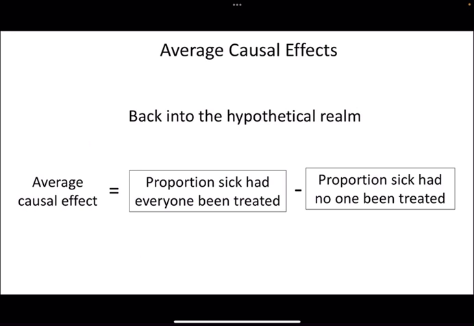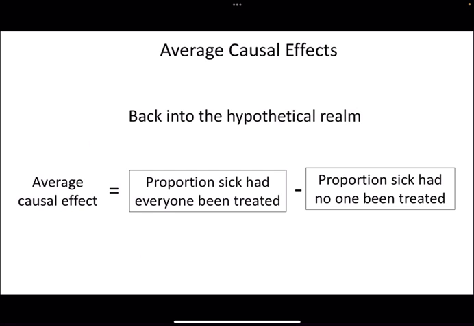So now we're going back into the hypothetical realm, back into the potential outcomes realm, where we're going to be talking about how we can apply that individual level causation that we talked about before to the group level. So we are now looking at average causal effects. Basically, the left-hand side of this difference, we have average causal effects equals proportion sick had everyone been treated minus proportion sick had no one been treated.